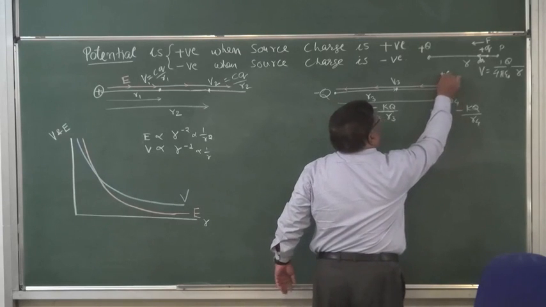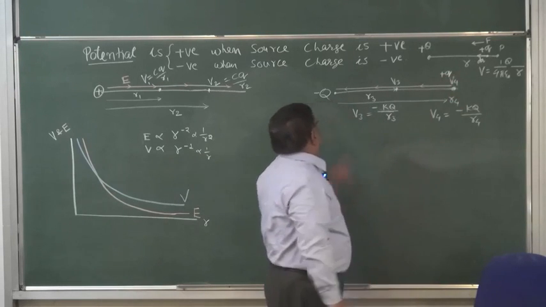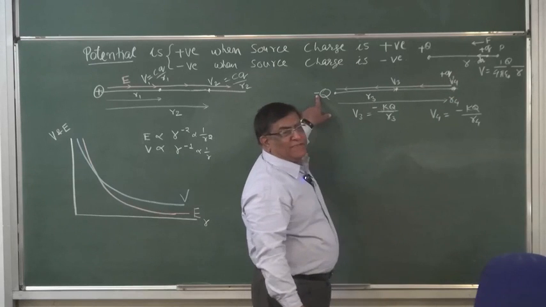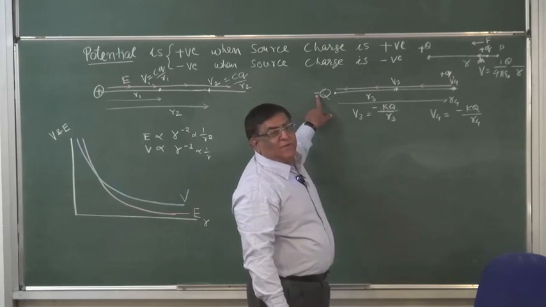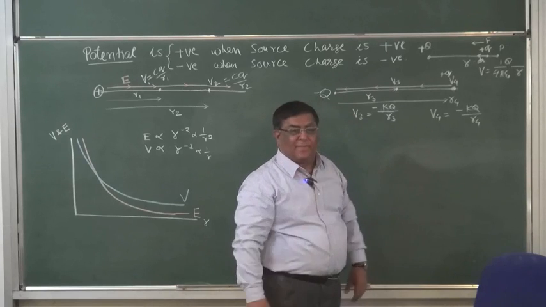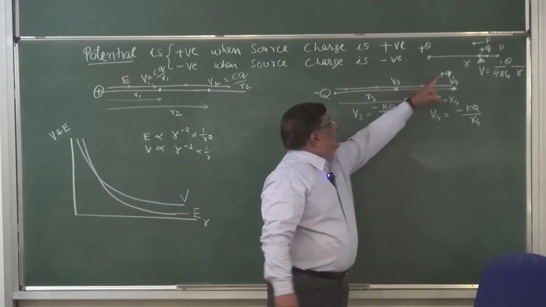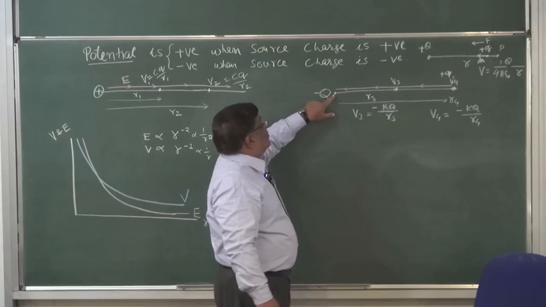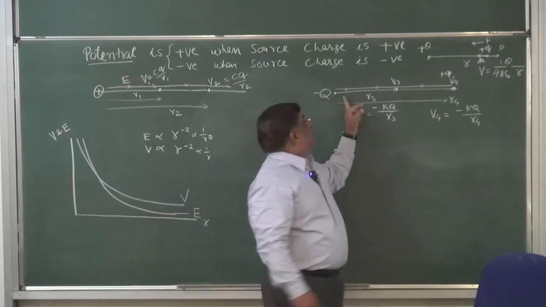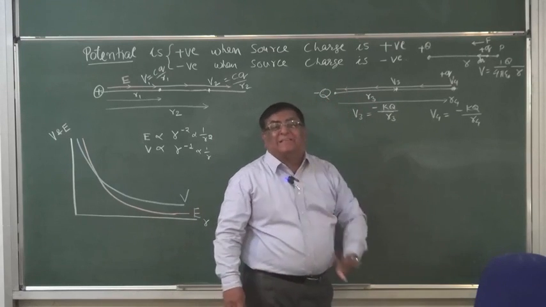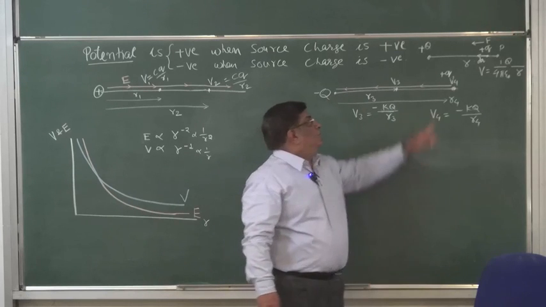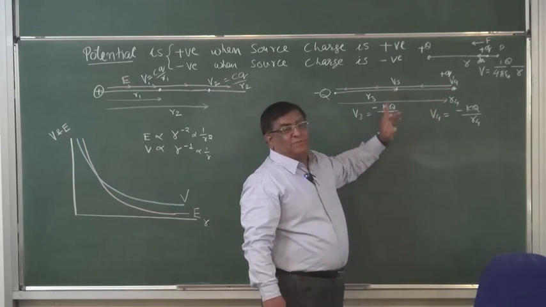Here I have plus Q charge. Can you tell me what should be the direction of force due to this minus? The force will be attraction. This will attract it up to here. I want that it should not go here. It should not get accelerated. I simply want to displace it from this place to this place.